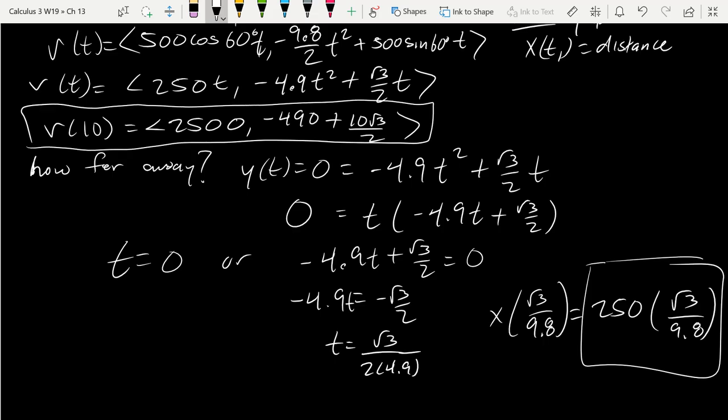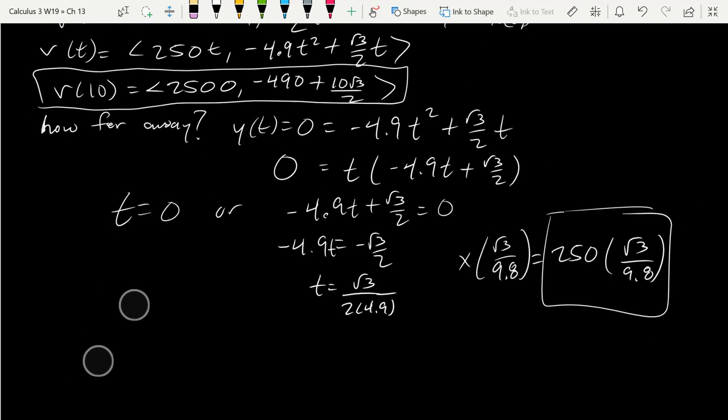I've put a box around the r of 10. That should have been pretty straightforward to compute. Then how far away? We're setting y of t equal to 0, not the derivative, because I want to know when it hits the ground. That's height 0, which gives us t equals square root 3 over 9.8. Then plug that t value into x to get our distance away when it hits the ground. Any questions on that part? Now we want to maximize the height, so it's y prime of t equaling 0.